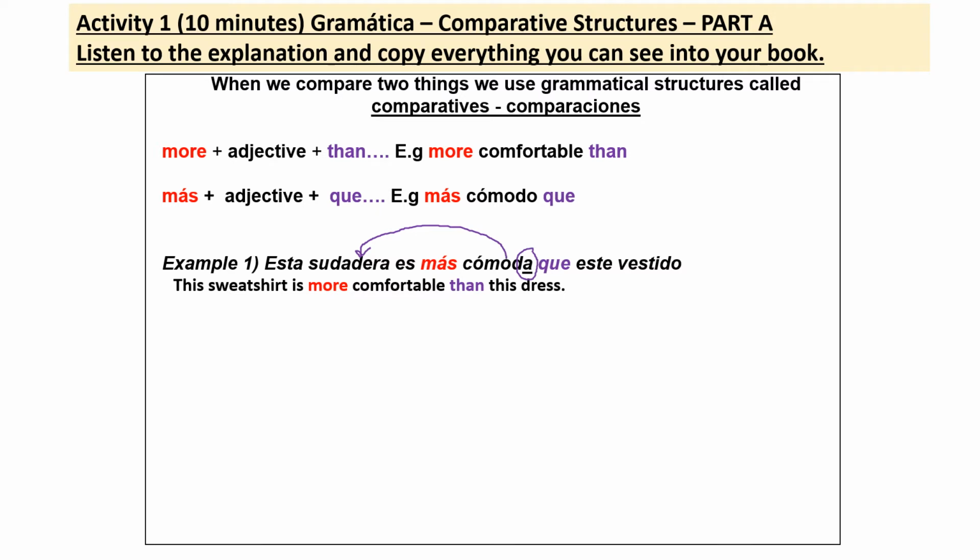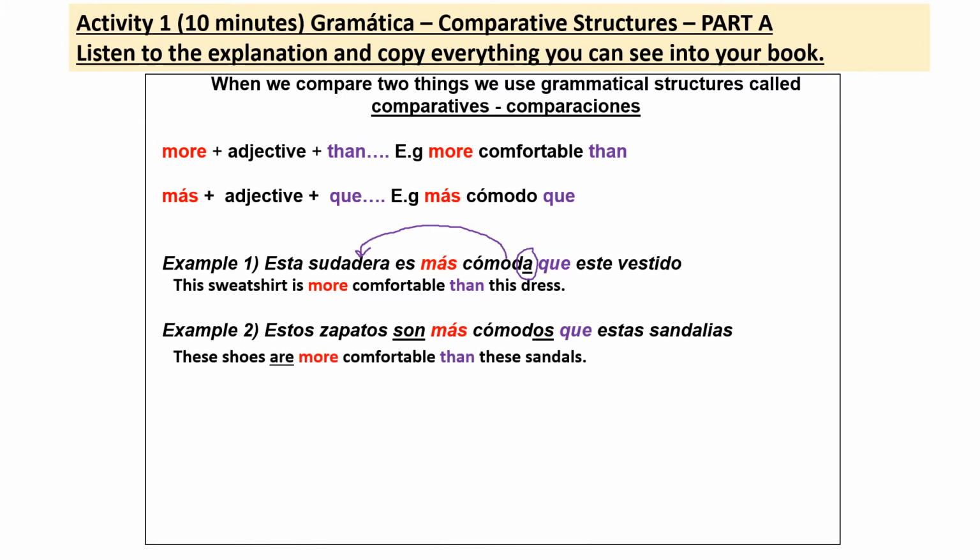So the adjective is agreeing with the first noun in the sentence. Let's have a look at another example. Estos zapatos son más cómodos que estas sandalias. These shoes are more comfortable than these sandals.